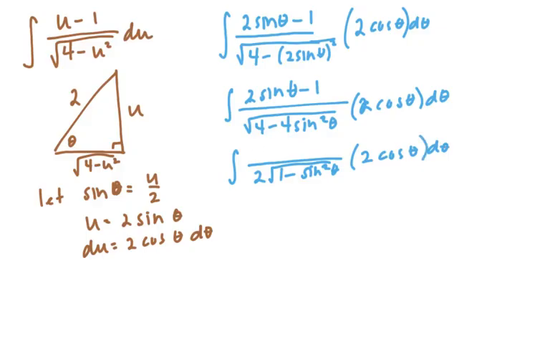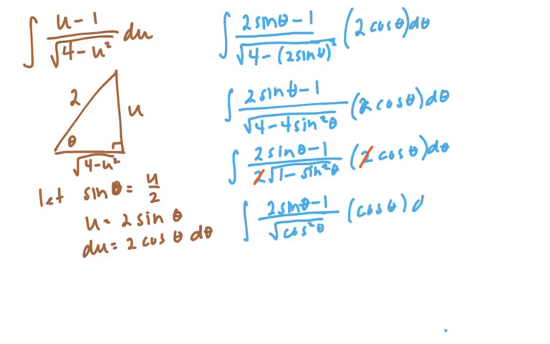We keep carrying that through. 2 sine theta minus 1. You can't cancel the 2 on the top with the 2 on the bottom because there are 2 terms in the numerator. But you can cancel the 2 out there with this 2. You can cancel the 2 in the parentheses because it's a monomial. So we have the integration of 2 sine theta minus 1. And 1 minus sine squared is cosine squared theta. And here we have cosine theta d theta.